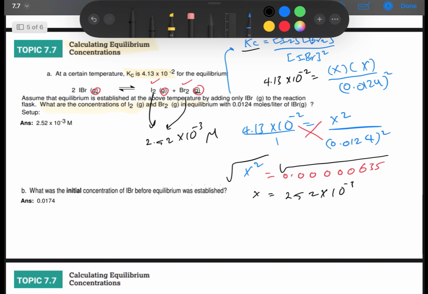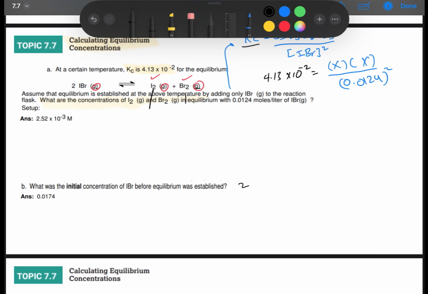Now the next question says, what is the initial concentration of IBr before equilibrium was established? 2IBr is here to give you I2 and Br2. All right, so what are the pieces of information? We just noticed that at initial time, we had an initial concentration. It was trying to lose its concentration. I have to say initial concentration minus 2x. After losing the 2x, it becomes 0.0124, right? Which is the one at equilibrium. I have to take it.